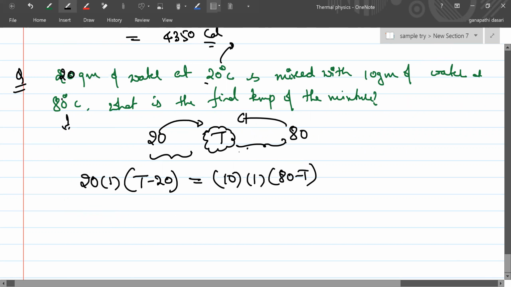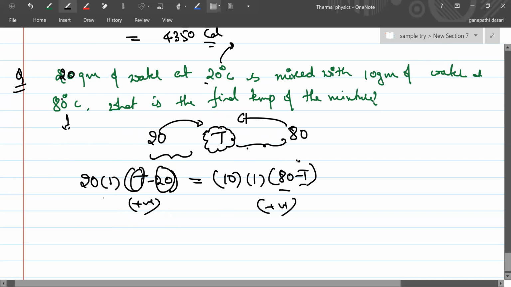You can ask me, sir, it is going from 80 to T, right? So you should take T minus 80, isn't it? No, no. T minus 80 is actually heat gained. So minus you need to apply for heat loss. That's nothing but bigger temperature minus smaller temperature. Positive value will be there. Bigger minus smaller, positive value will be there.